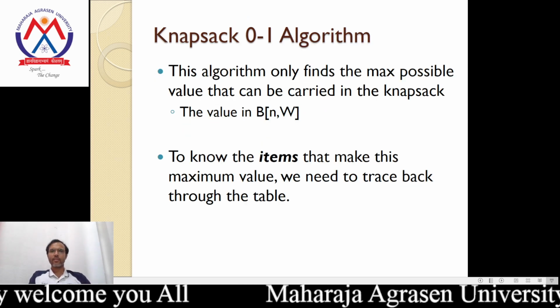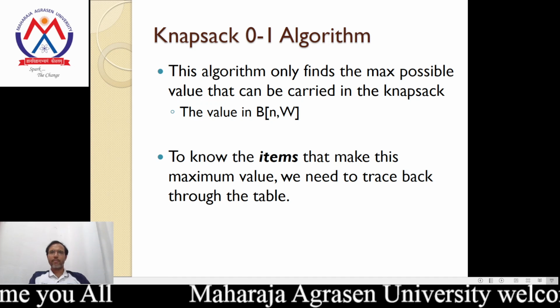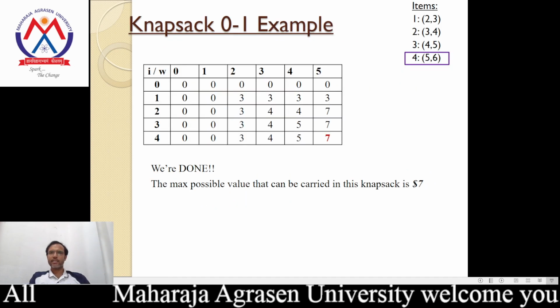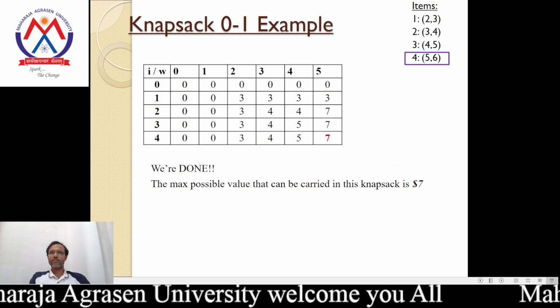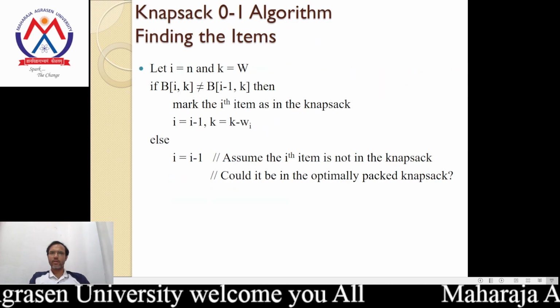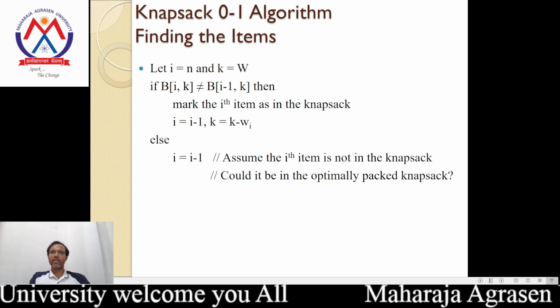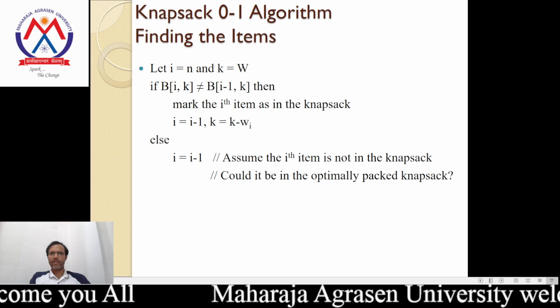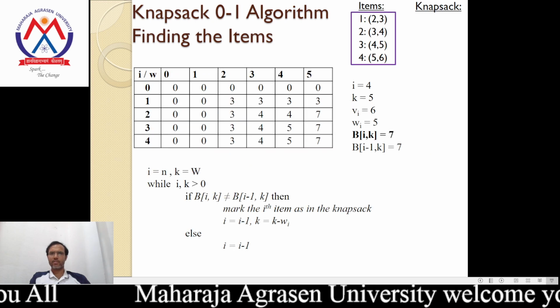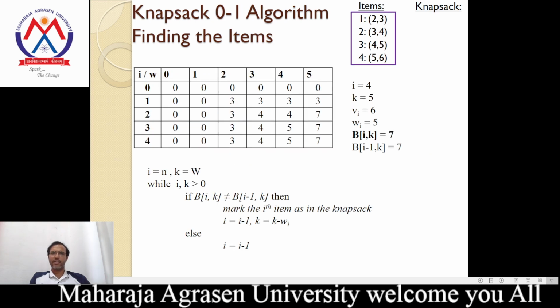Okay, this algorithm only finds the maximum possible value. In these cases, we have considered which items, the fourth item, 7. And which items we have selected can be explained by the following algorithm. We can explain how we can select the items.